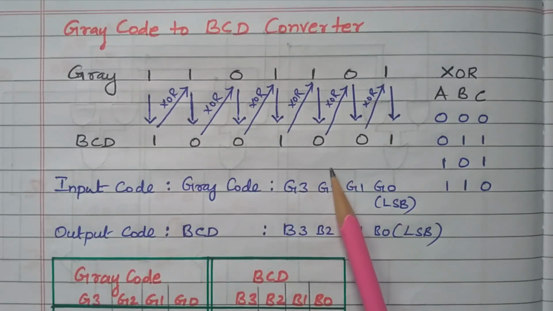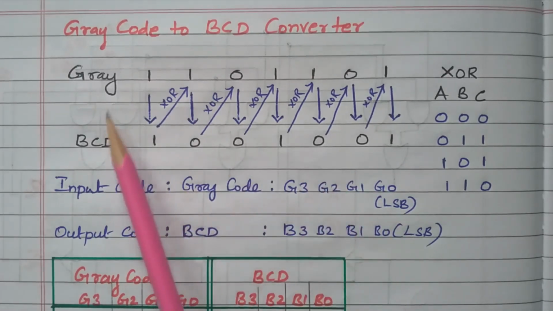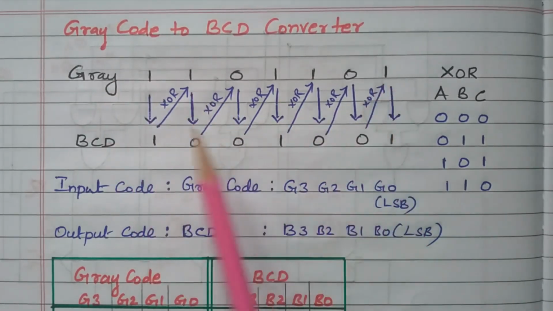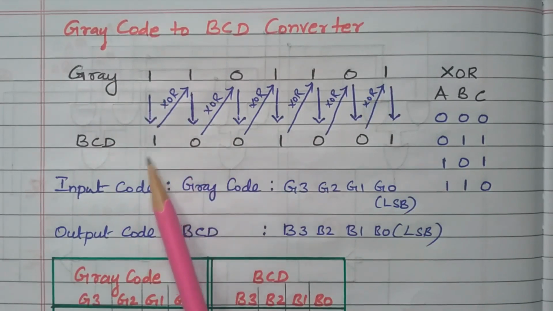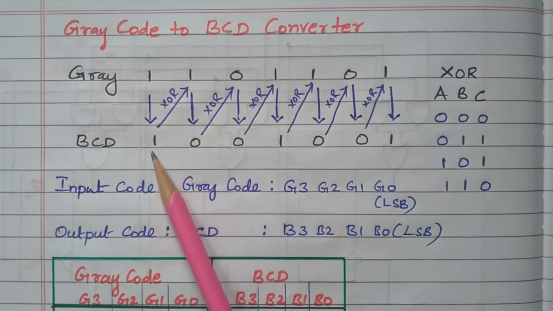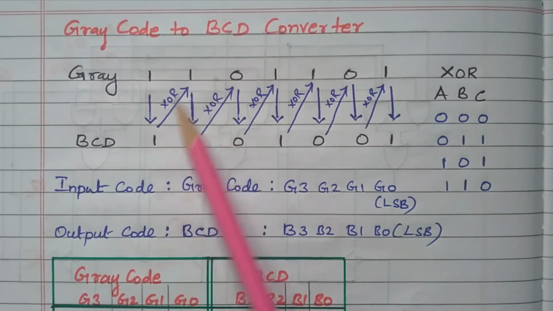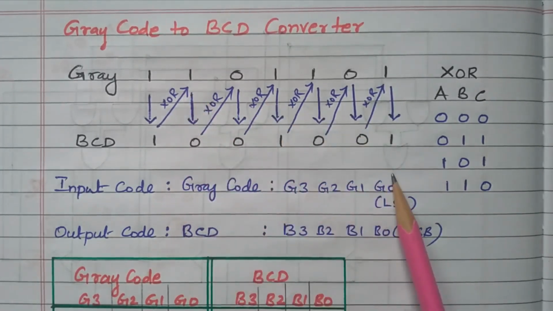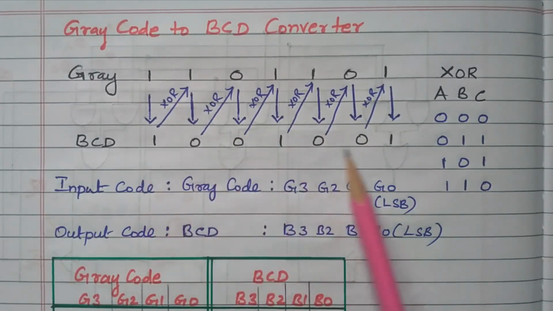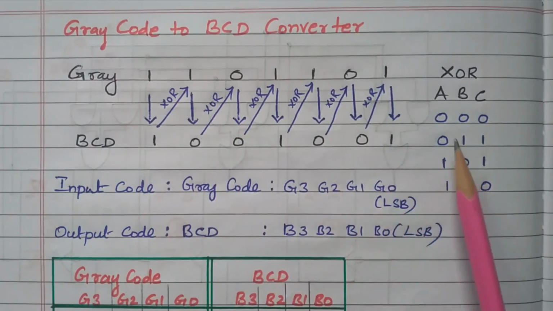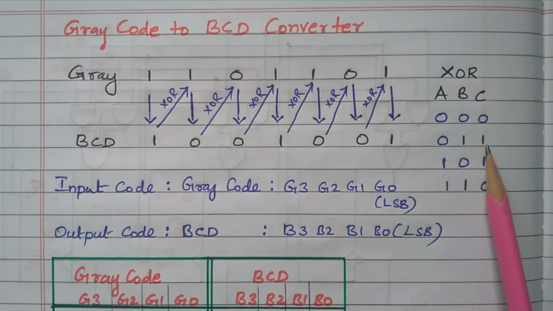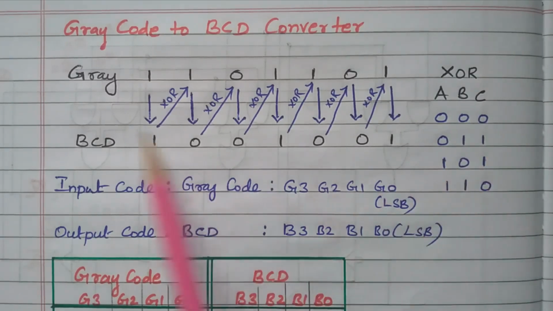So what is the process to convert the gray code into BCD? This is the given gray code. The first digit is written as it is. That first digit is XORed with the second digit of the gray code. Like this, that operation is performed, and finally we got the BCD code. The nature is: both the inputs equal means 0, both the inputs different means the output will be 1. Based on that, we got the BCD code.